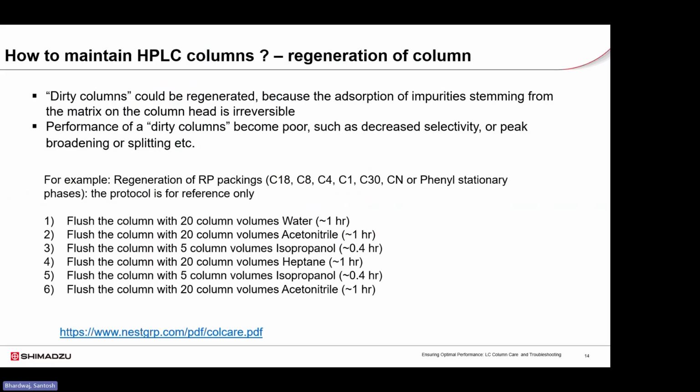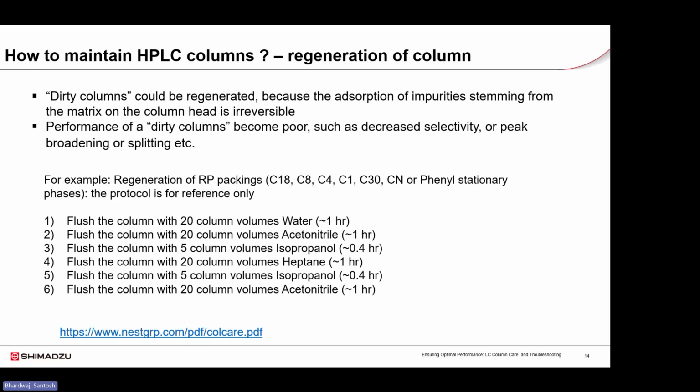Column regeneration is not something to do routinely. It should be performed only when the column is nearly damaged or has lost performance due to adsorbed contaminants. This process involves sequential flushing with solvents of increasing strength, starting with aqueous water, followed by acetonitrile, methanol, then isopropanol, or non-polar solvents like hexane or heptane to remove the residues ranging from the polar to strongly hydrophobic.